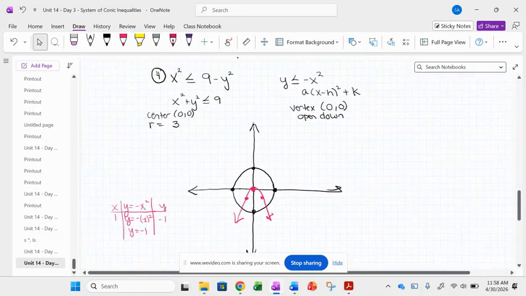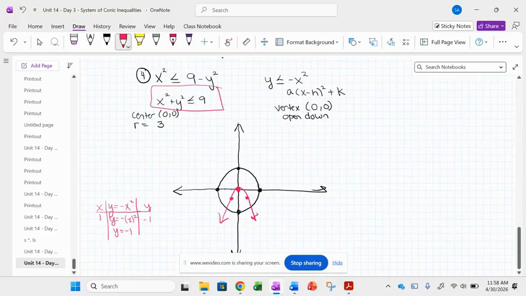And now for the circle, go back here. Am I shading inside the circle or outside the circle? Inside the circle. Am I shading inside the parabola or outside the parabola? Inside. So where can I shade that's inside the circle, but also inside the parabola? Right here is our solution set.